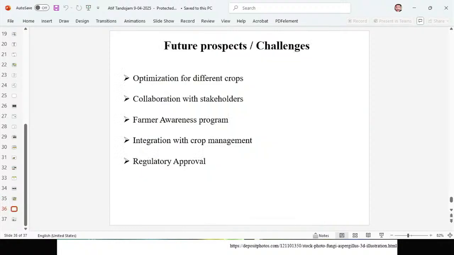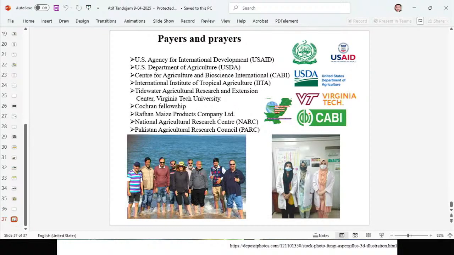Next, please. These are the future prospects. We need to optimize it for different crops. We need to collaborate with stakeholders. We need to have a farmers' awareness program, integration with crops, and regulatory approval. Next, please. This is just the funding: USDA, ALP, I have received funding for that, along with my team. That is what we have done for the last 5 years.